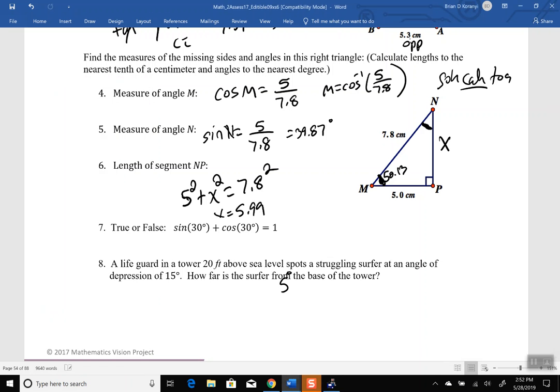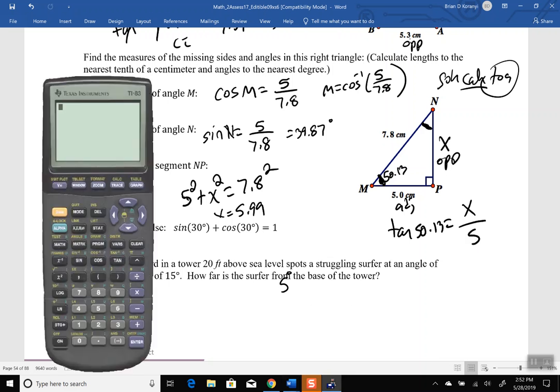Let's see if my trig actually matches up with that. So that was 50.13 degrees. This would be the opposite side. This would be the adjacent. So opposite and adjacent, that would be tangent. So tangent of 50.13 equals the opposite over adjacent. So 5 times the tangent of 50.13, and I get 5.99 again, same thing.